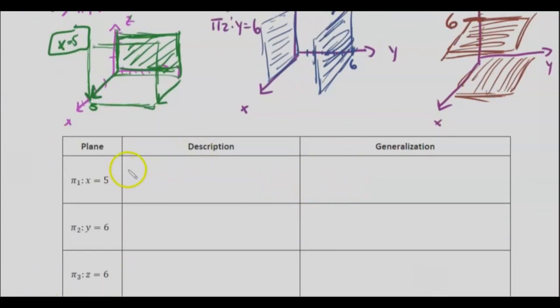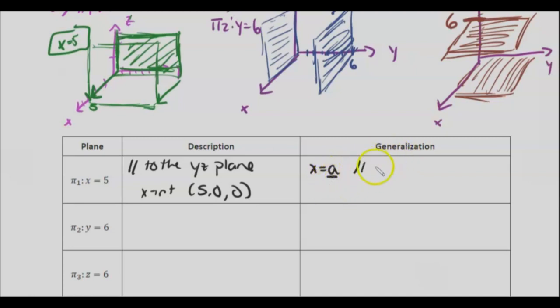Okay, so for these three planes, let's write a prescription or description. Okay, x equals 5. We said that this is parallel to the YZ plane. And if you think about it, the x-intercept is 5, 0, 0. So generally x equals a, whatever the a value is, is also going to be parallel to the YZ plane. We originally had the YZ plane as x equals 0. So now a is just going to move it in the x direction a units. And then generally the x-intercept is going to be a, 0, 0.